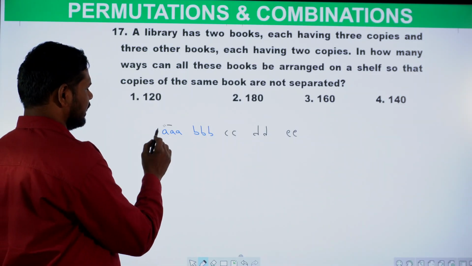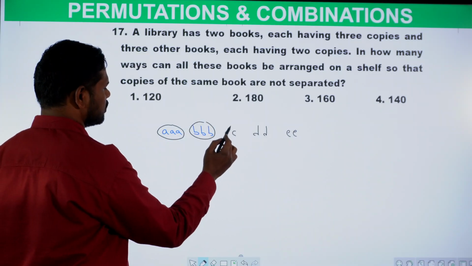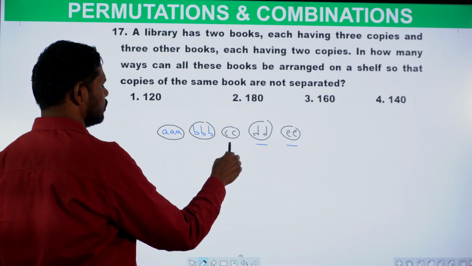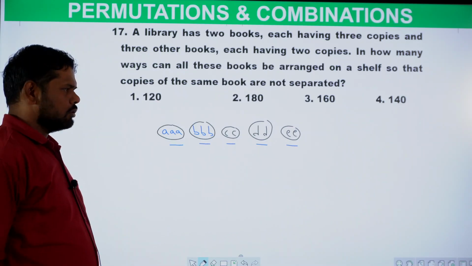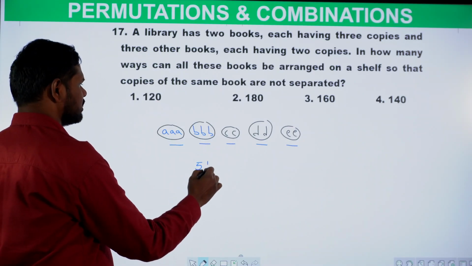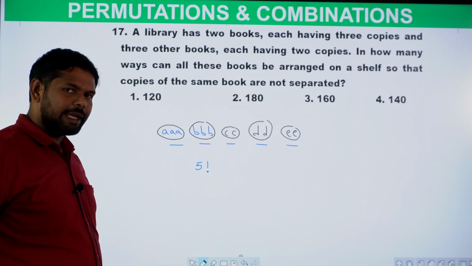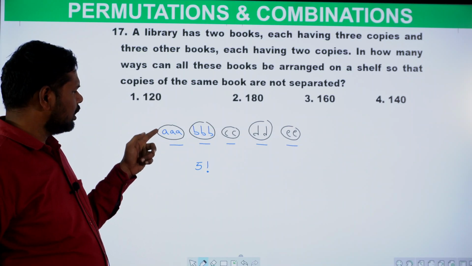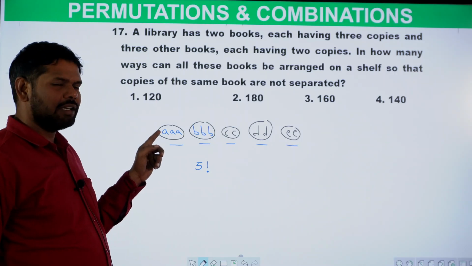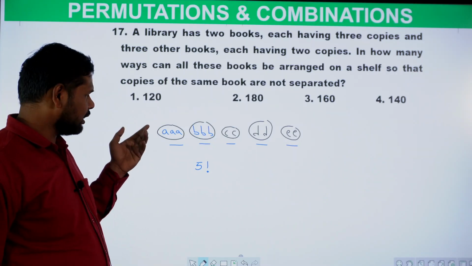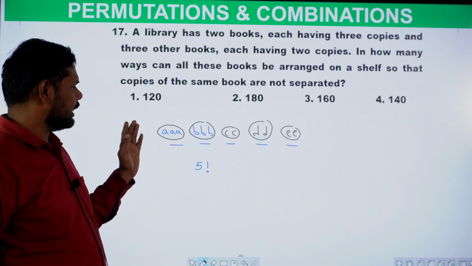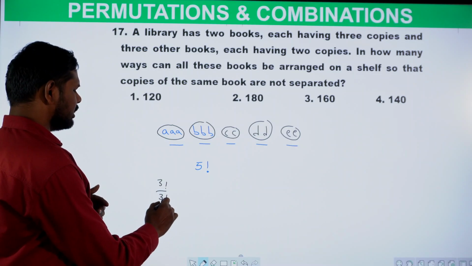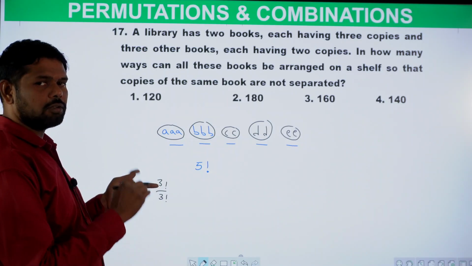I mean, these 3 can be considered as a unit. It is also 1 unit. It is also 1 unit. Total how many units are there? 1, 2, 3, 4, 5. So 5 units can be arranged in how many ways? 5 factorial ways. Again, is any reshuffle or rearrangement possible? The 3 books are identical. If you reshuffle also, you find the same arrangement. You can arrange in how many ways? 3 factorial. 3 are repeated, so 3 factorial by 3 factorial means 1 way.